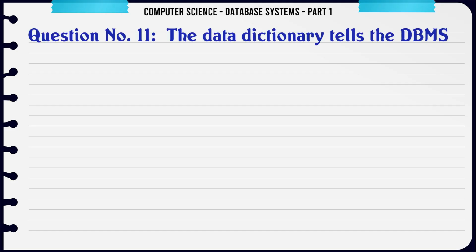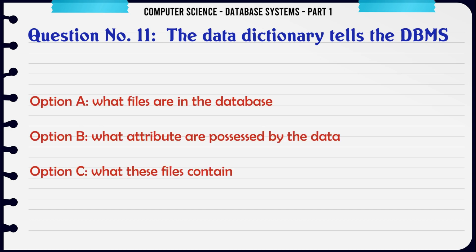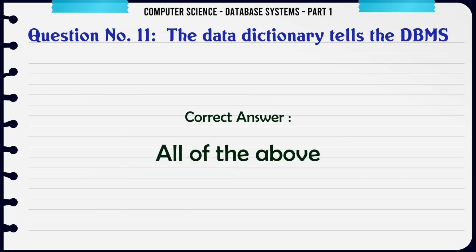The data dictionary tells the DBMS A. What files are in the database. B. What attributes are possessed by the data. C. What these files contain. D. All of the above. The correct answer is all of the above.